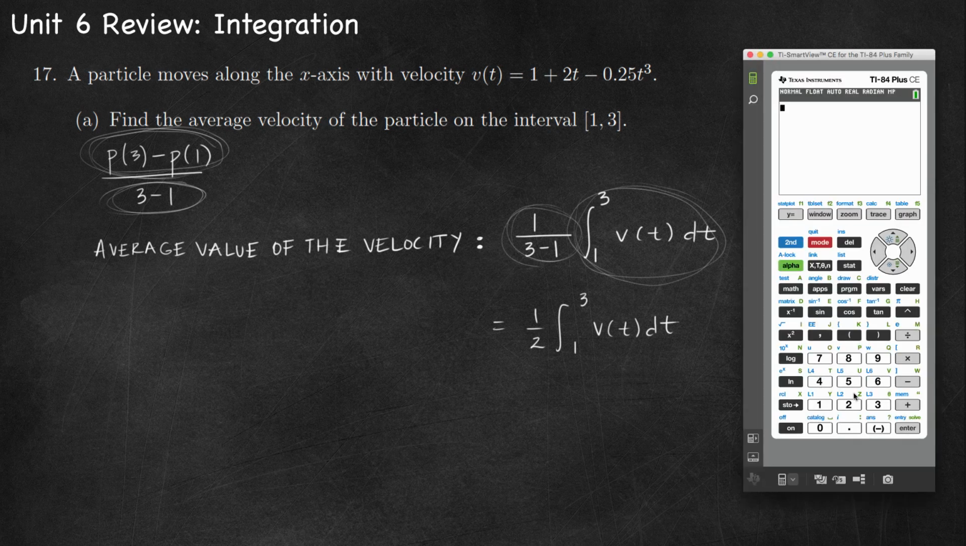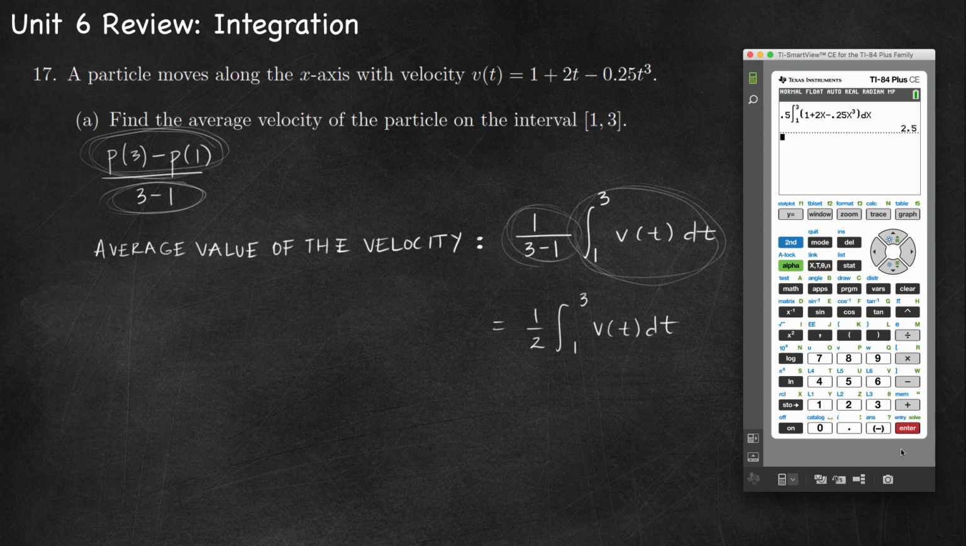Okay, so I can enter this all in one go. 1/2 is the same as 0.5. 0.5 times the integral, so math 9, from 1 to 3, and then I'm going to enter my velocity equation, 1 plus 2t minus 0.25 t to the power 3. And we're integrating with respect to t, and of course our calculator is calling our variable x, but that's fine.